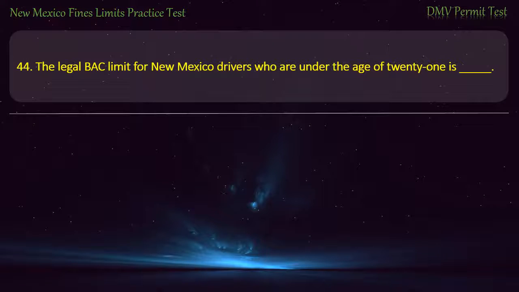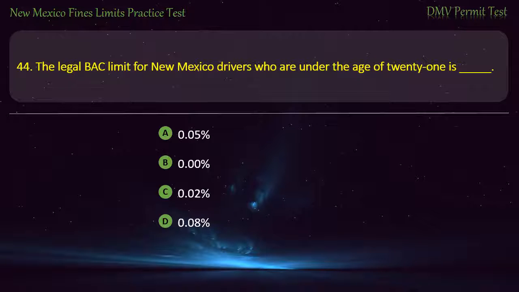Question 44. The legal limit for New Mexico drivers who are under the age of 21 is 0.05%, 0.00%, 0.02%, 0.08%. Answer. 0.00%.